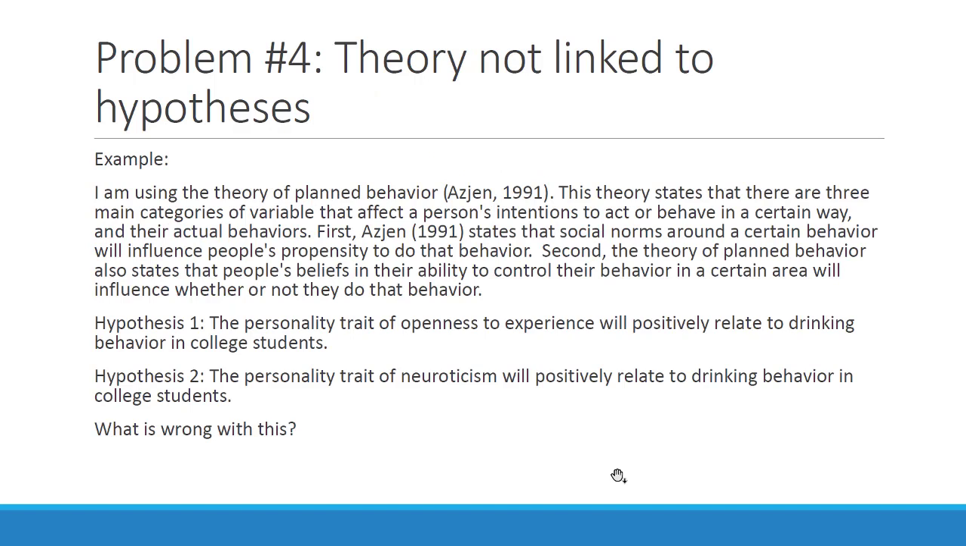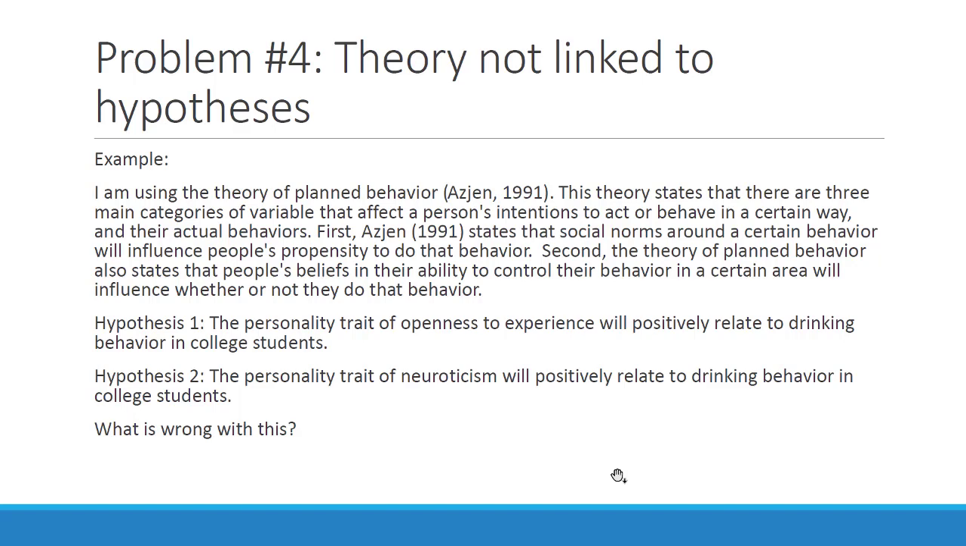Problem number 4 is that the theory is not linked to the hypotheses. So for example, I state here that I am using a theory of planned behavior, which states that there are 3 main categories of variables that affect a person's intentions to act or behave in a certain way and their actual behaviors. First, the social norms around a certain behavior will influence people's propensity to do that behavior. Second, the theory of planned behavior also states that people's beliefs in their ability to control their behavior in a certain area will influence whether or not they actually do that behavior.